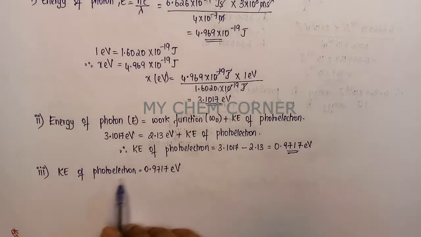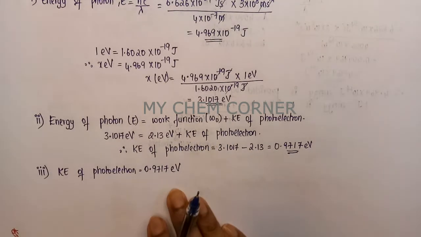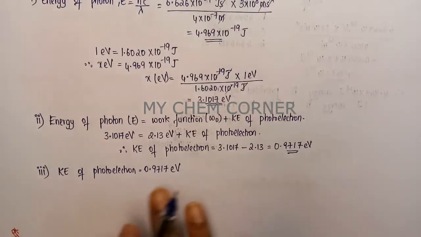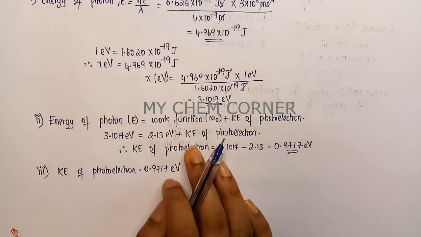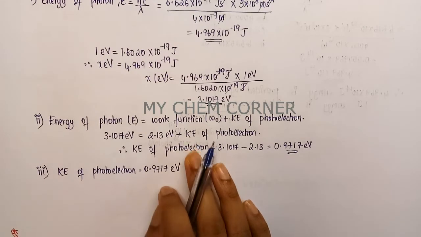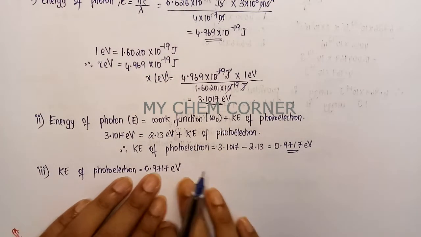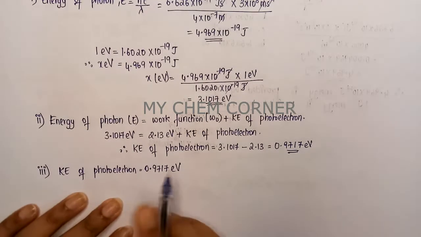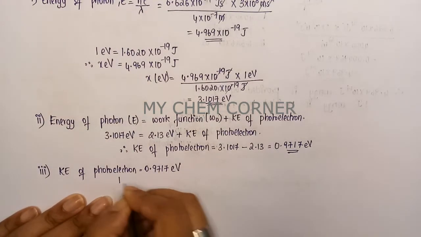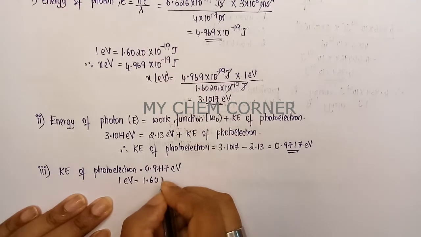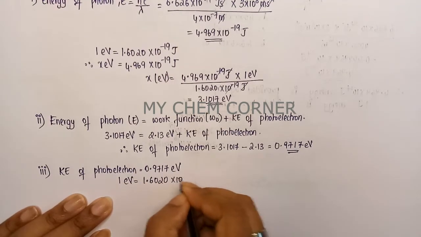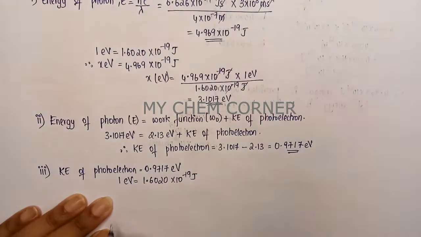Now if you want to know the velocity, which is the third question, we need to find out what is the kinetic energy as per that value. So here we need to convert that kinetic energy into joules, because here it's given as electron volt. So here we will write that 1 electron volt is equal to 1.6020 into 10 to the power minus 19 joules.